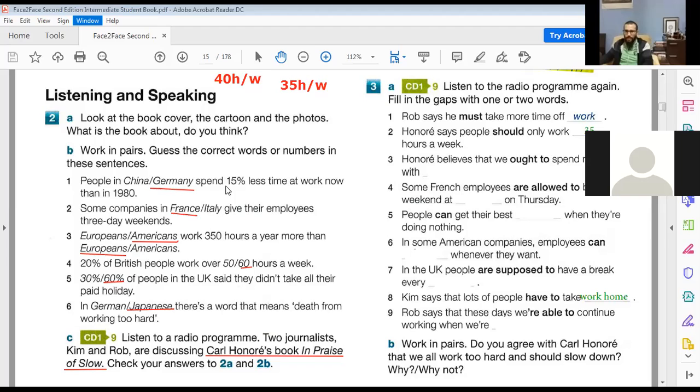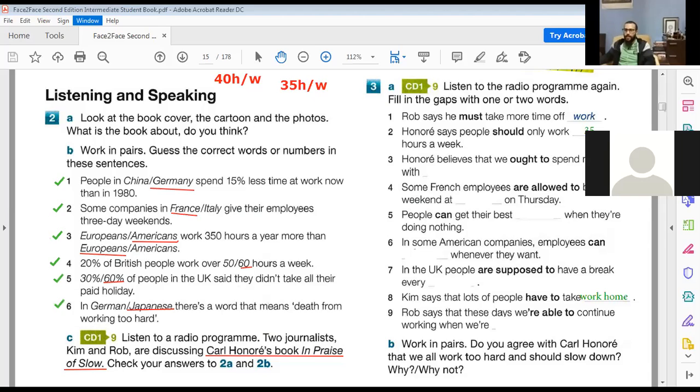So it means that people in Germany work less than they did in 1980. Some companies in France give employees a 3-day weekend. Americans work more than Europeans. Some British people work more than 60 hours, which is a lot, right? If you think of it, imagine 60 hours a week. That's crazy. And 60% don't take all their paid holiday, and the Japanese have the word.